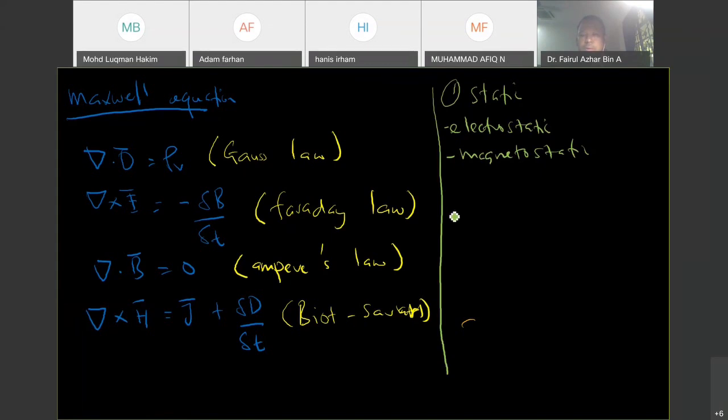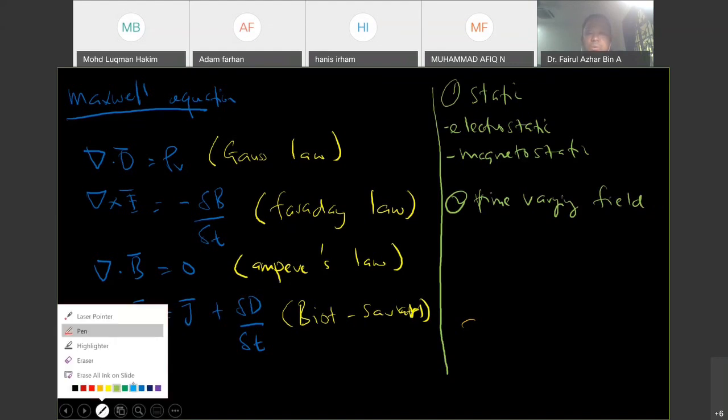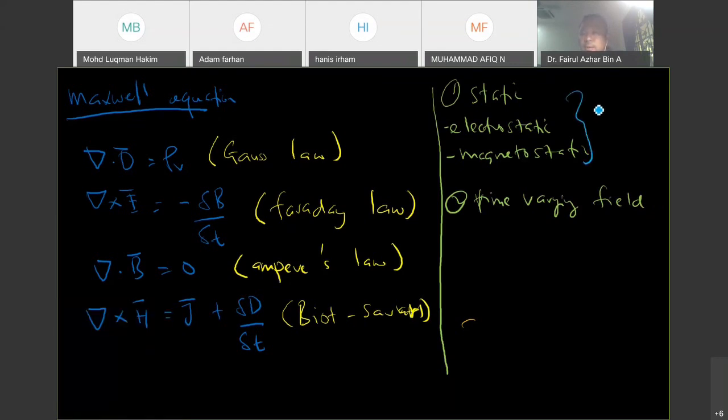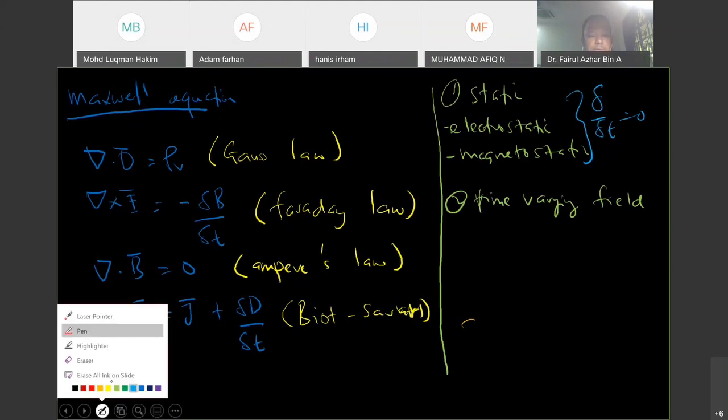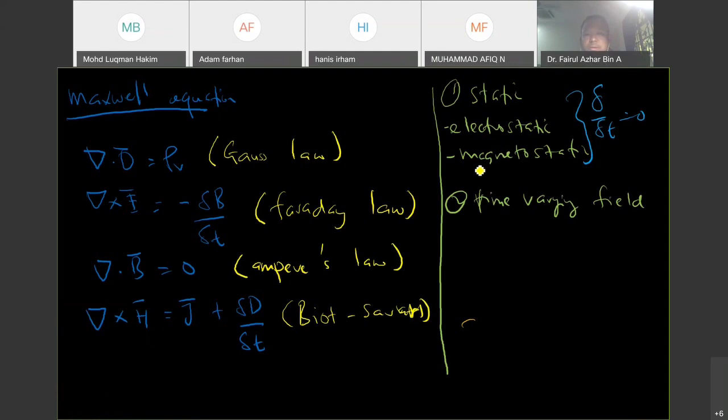And second is what we will learn in this topic, which is time varying field. Okay, so when we study electrostatics, anything that changes with time will be equal to 0. So that's why, especially for the second and fourth equations, we will be governed by static analysis. So we will have del cross E is equal to 0.